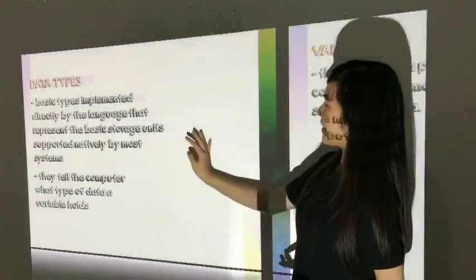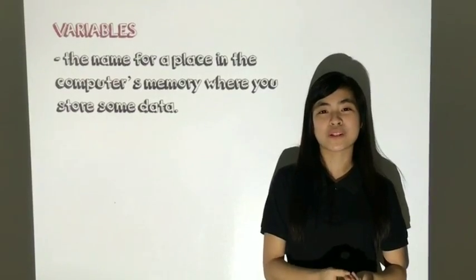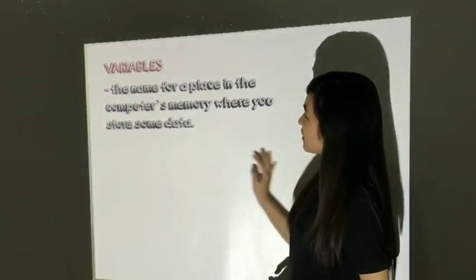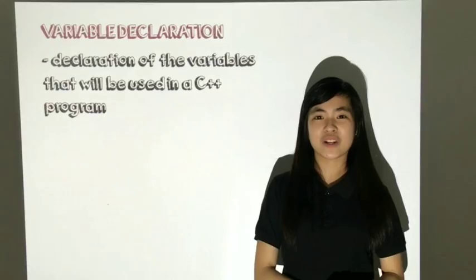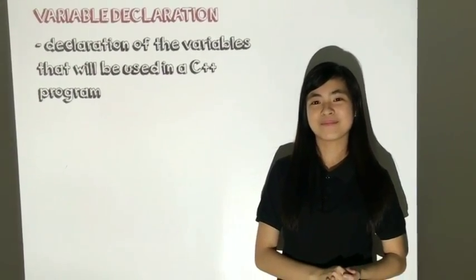Next, a variable is the name for a place in a computer's memory where you store some data. On the other hand, variable declaration is the declaration of variables that will be used in a C++ program.